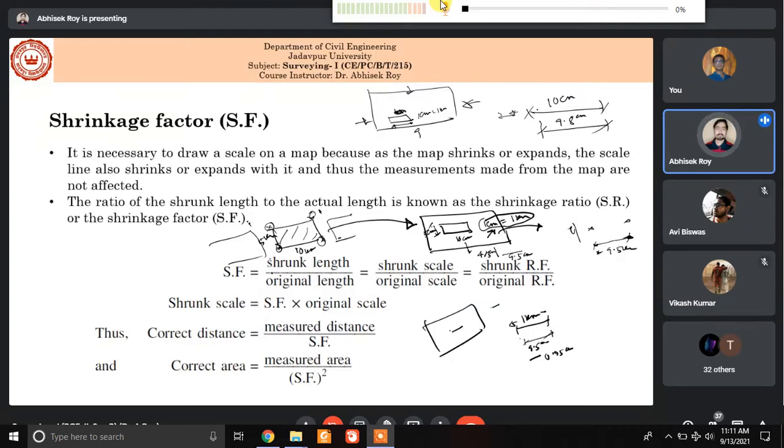Now we'll go about discussing the shrinkage factor. Shrinkage factor is basically the shrunk length by the original length, or shrunk scale by the original scale, or the shrunk representative factor by the original representative factor. So the shrunk scale obviously will be the shrinkage factor into the original scale. So the correct distance obviously will be the measured distance by the shrinkage factor.